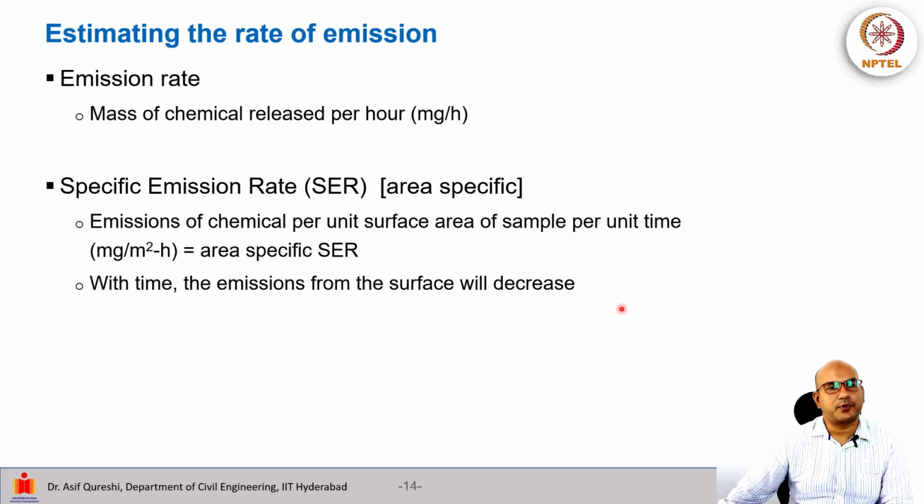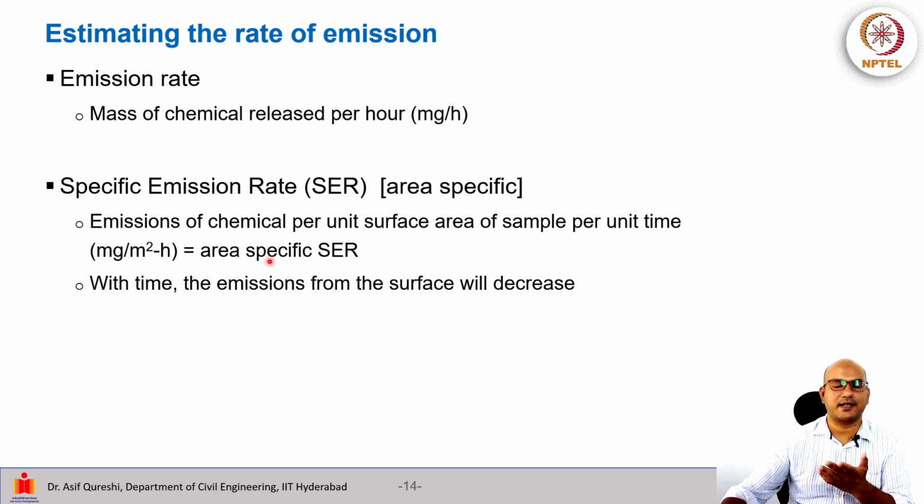Now we can look at the process of estimating the rate. Emission rate can be defined as the mass of chemical released per unit time. In our case, we have defined the time as hour, so the units will be milligrams per hour. Then we have the specific emission rate, which is defined as the emissions of chemical per unit sample surface area per unit time. So milligram of the chemical per unit surface area of the sample per unit time. This is basically an area-specific emission rate.